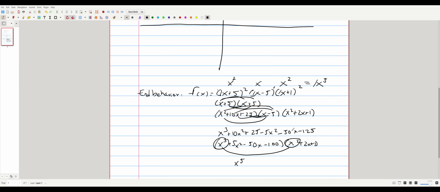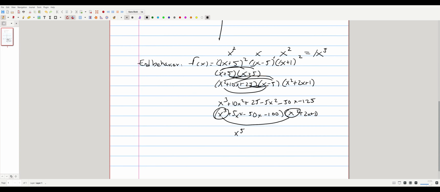And so what do we need to do? Well, once we know this is our leading term, we know that a polynomial behaves in the end behavior as the odd functions do. So because this is an odd degree polynomial, it's going to have the same end behavior as the function x cubed.